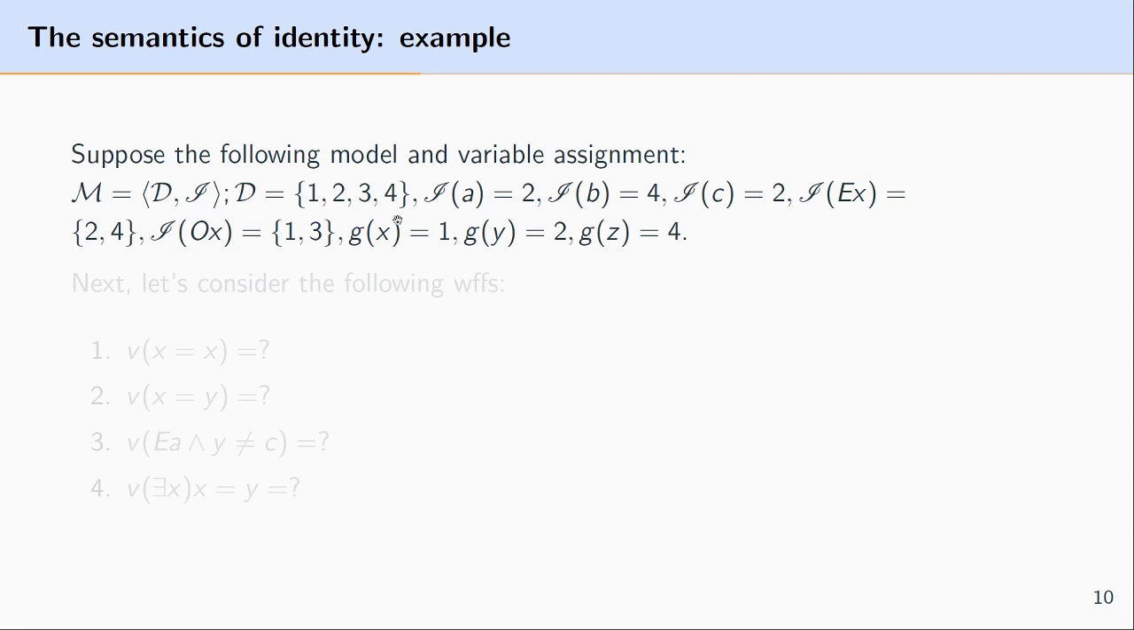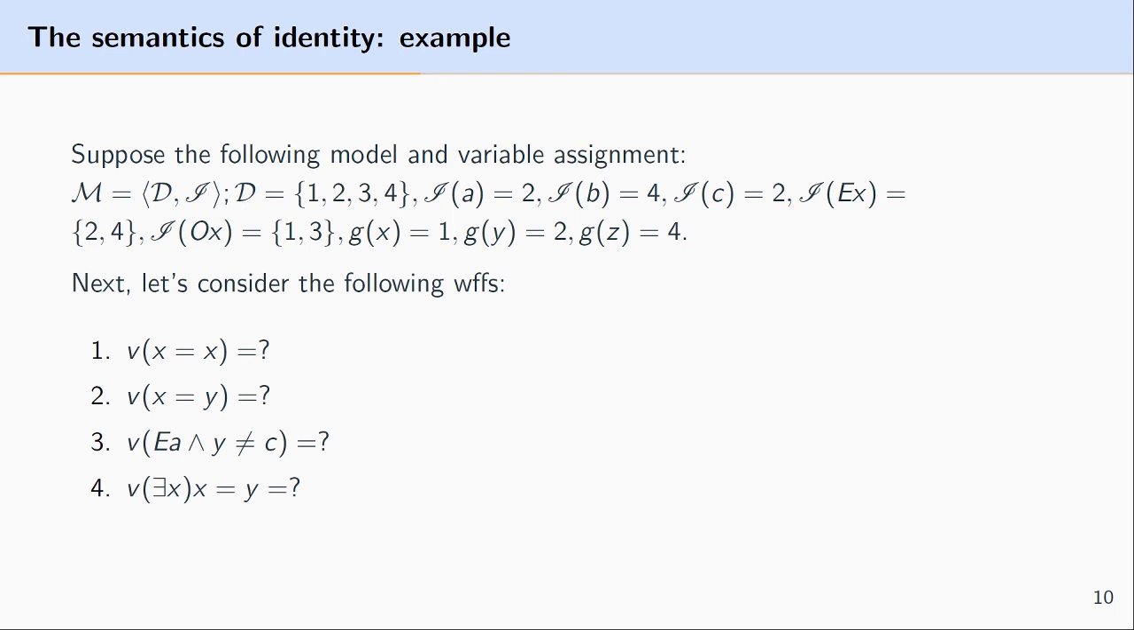OX, which is another one place predicate that picks out the odds. And then we have a variable assignment, which takes variables and assigns them items in the domain. So we have X refers to 1, Y refers to 2, and then we also have Z refers to 4. So now let's consider the truth value of some formulas that are open.